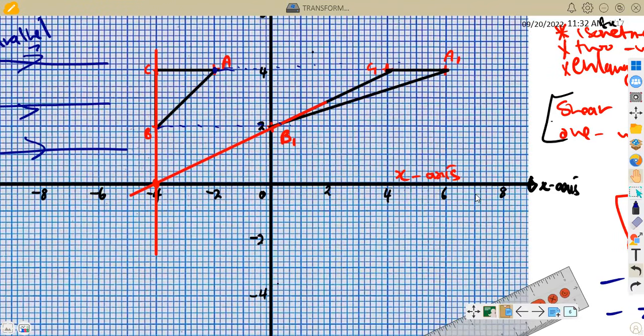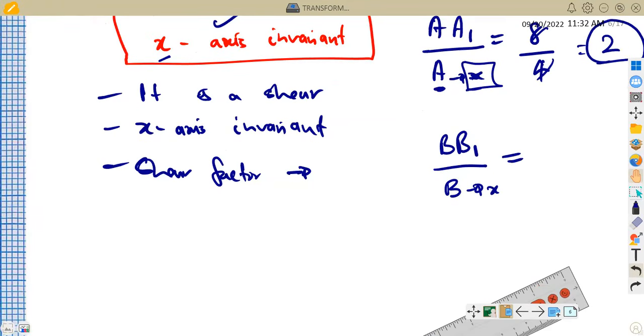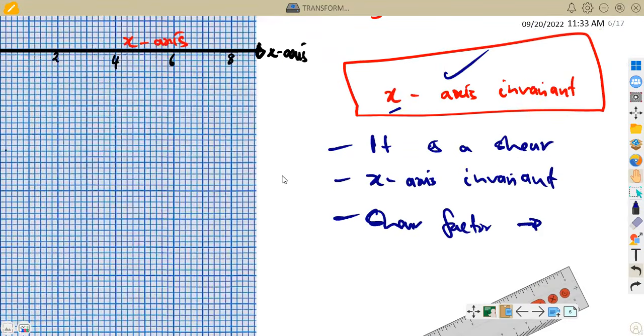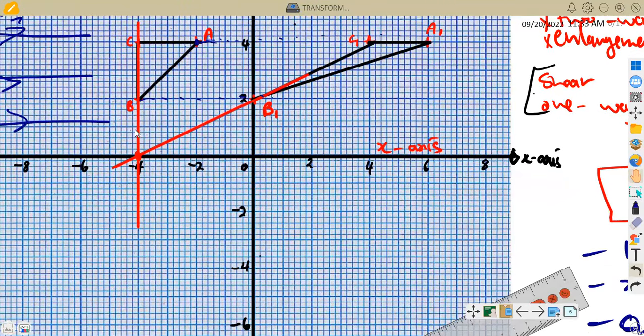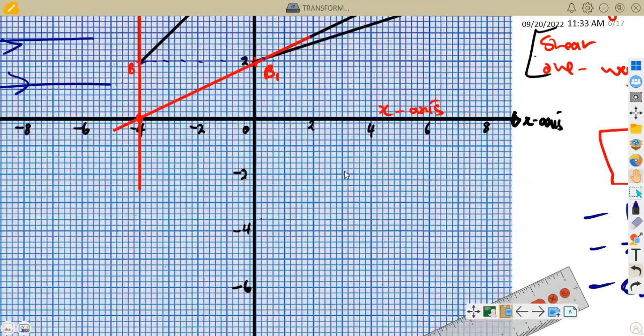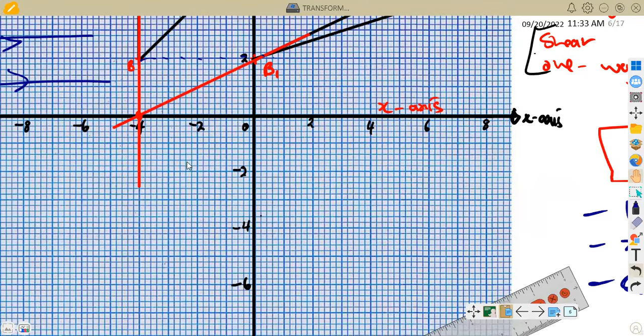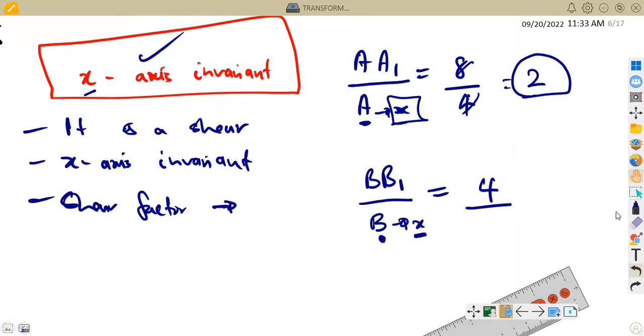So we've got 4 units here, B to B1, that is 4 units over the distance of the point B from the invariant line. This is our point B here. So B from the invariant line, as you can note, is 2 units. From the invariant line going to B is just 1 box, which is 2 units. So it's over 2. All right, so as you can see, we are obtaining the same answer, which is 2. So that is our shear factor, which is 2.